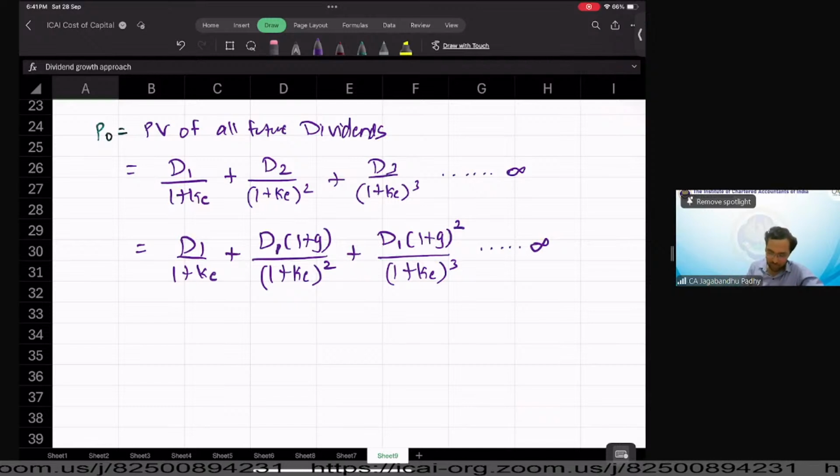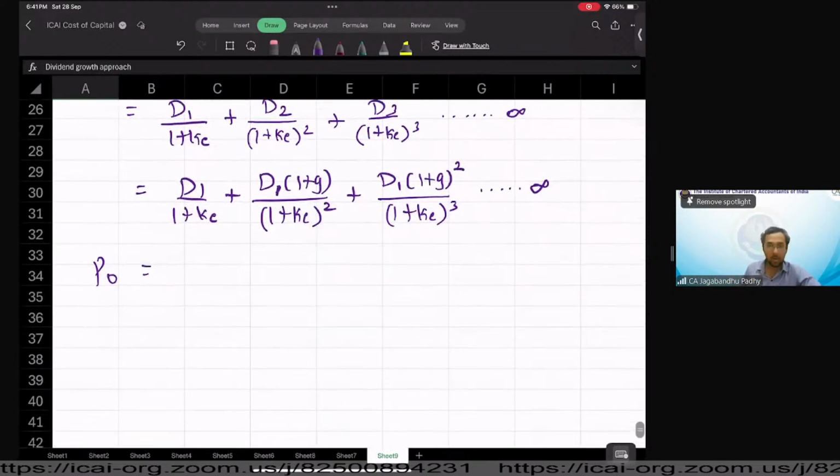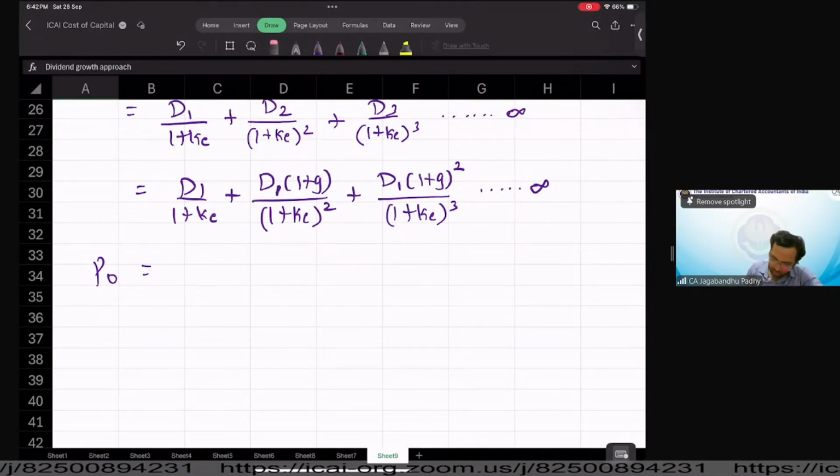Now, this dividend that we have is growing at one single rate. If we look at this dividend growth that is happening, this particular series, does it seem like some mathematical series to you? I don't know if you have learned this series or not. There is something called geometric progression.